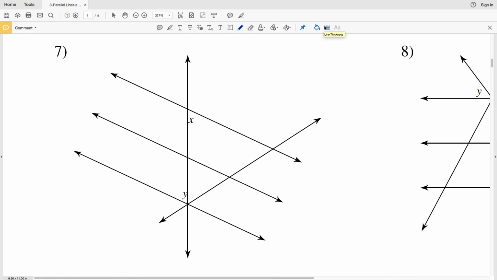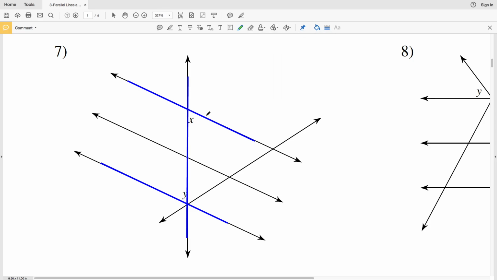Now number 7 is a bit different because they're throwing in excessive or extra lines into our diagram that we do not need to focus on. The lines we're looking at will be the lines that help form angles x and y, and that transversal that also helps form angles x and y. So we're looking at this line, and then finally our transversal.